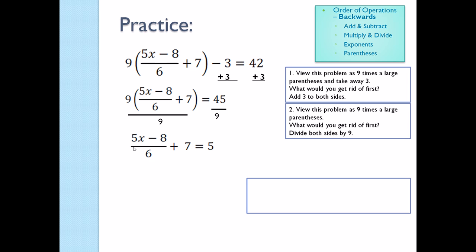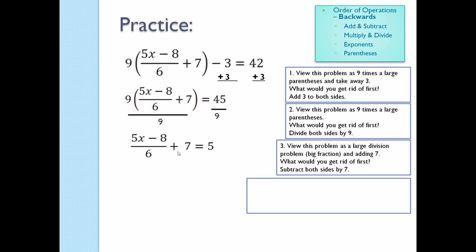All right, so I have a divide by 6 and I have a plus 7. What do we get rid of first? Well, there's the plus, there's the divide, so I have to get rid of my plus 7. How do you get rid of adding 7? The opposite of adding 7 is to subtract 7. So we're going to subtract 7 from both sides of the equal sign. Aw, man. 5 take away 7? Come on, you can do it. Negative 2. Well done.